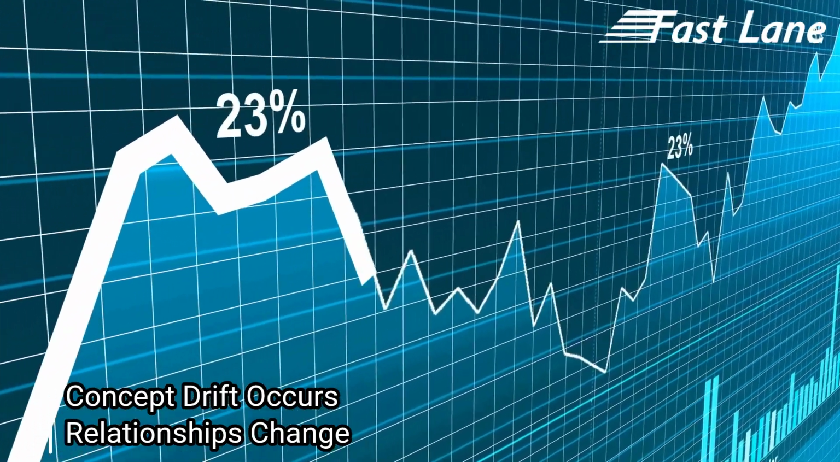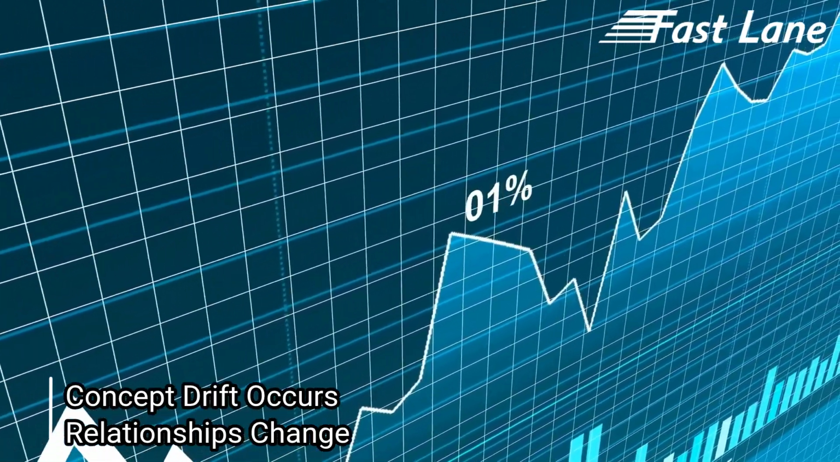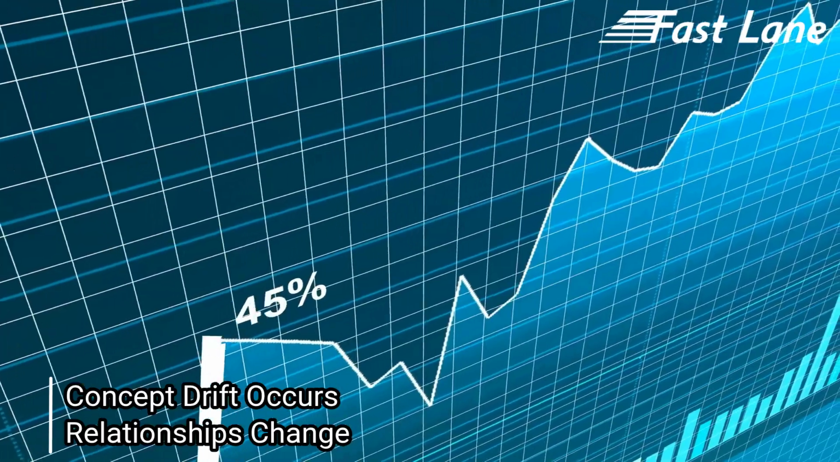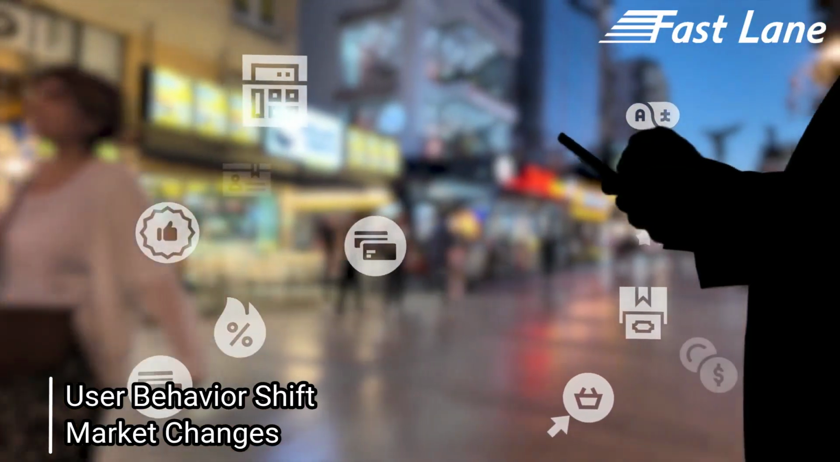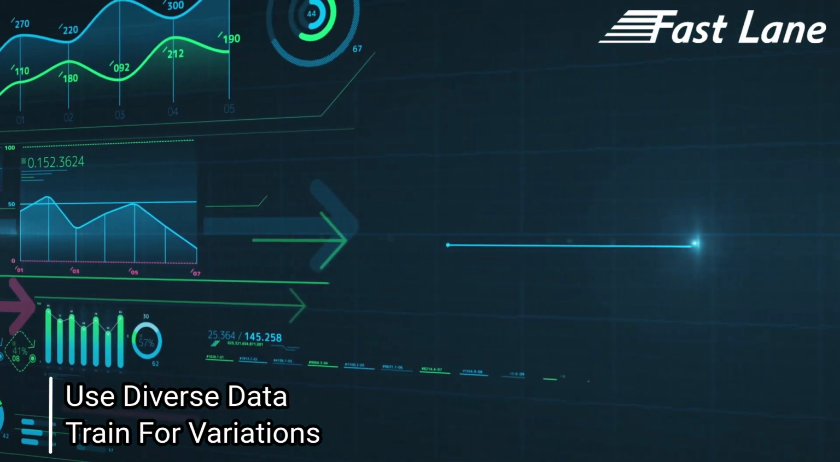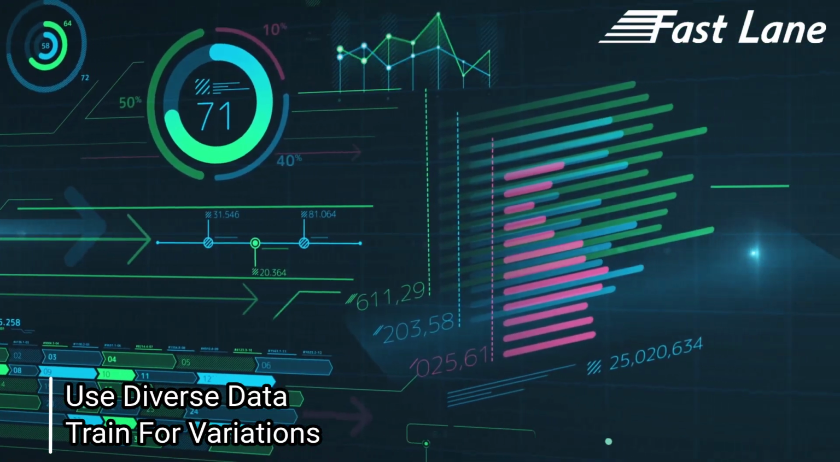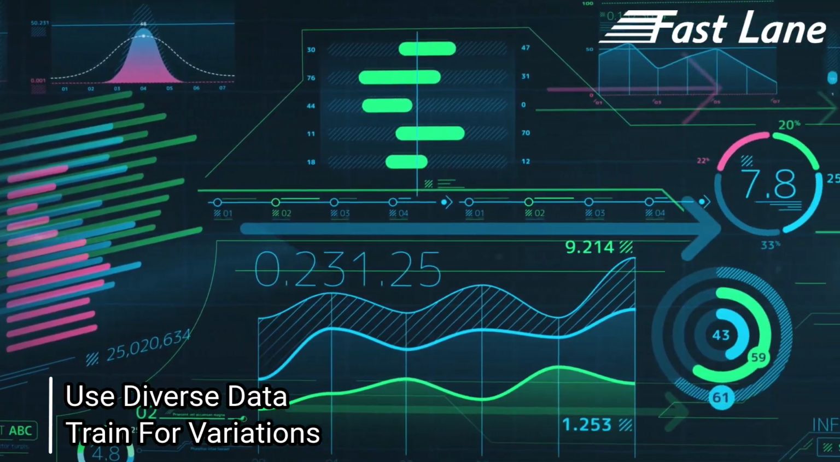Another cause of model drift is concept drift, where the relationship between the input and output variables changes. This can happen due to shifts in user behavior or changes in the market. To combat this, it's essential to have a diverse and representative data set when training your models. This will help them adapt to different scenarios and prevent concept drift.